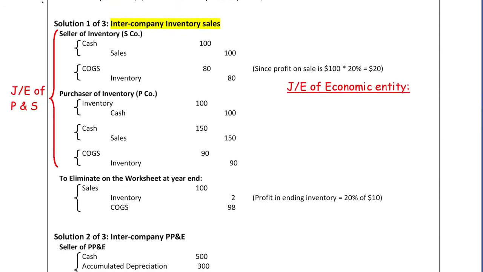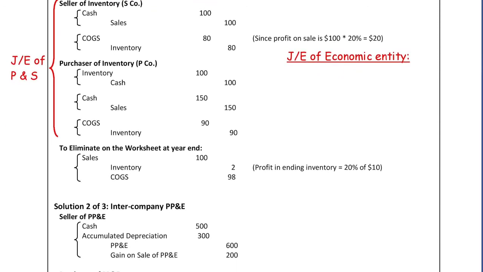Now that would have been the sale to outsiders only. So write cash debit 150 and sales credit 150. The cost of these goods sold is 90% of $80. So write the next entry: COGS debit $72 and inventory credit $72.